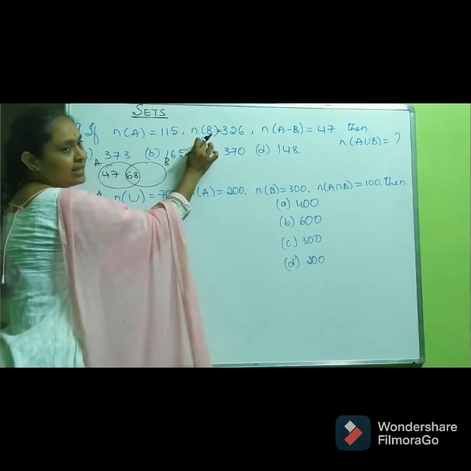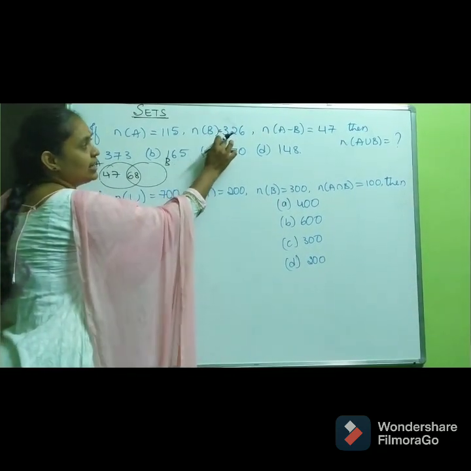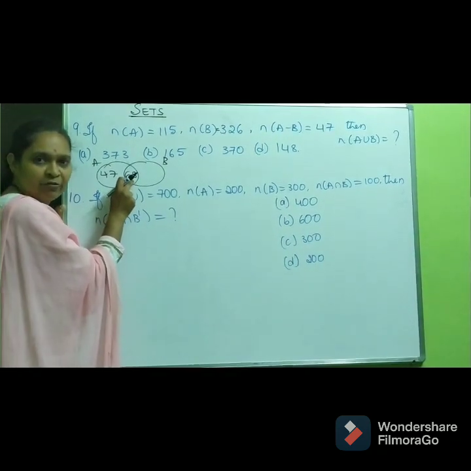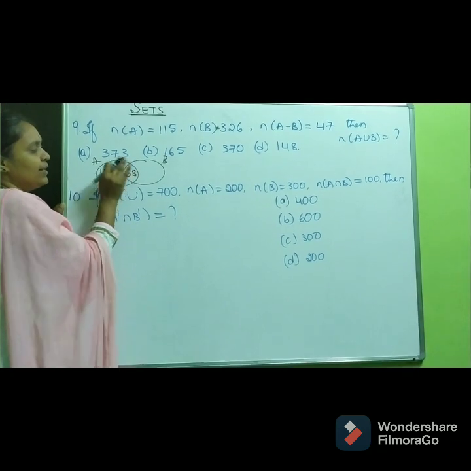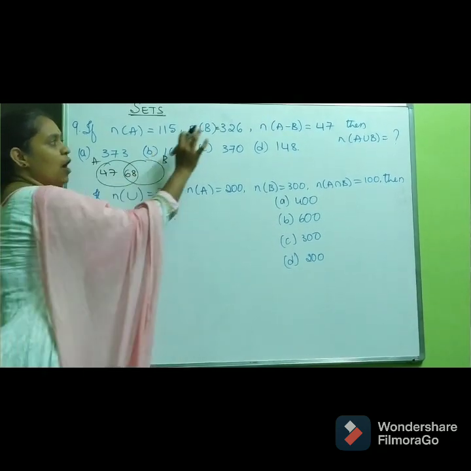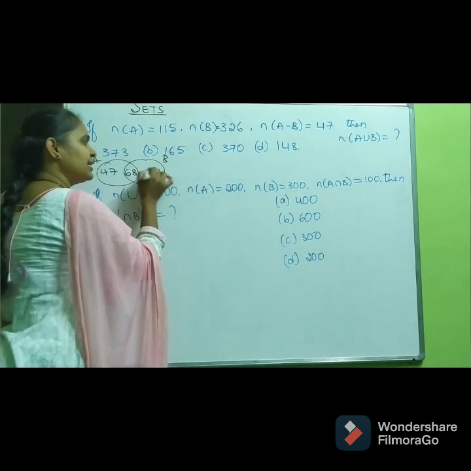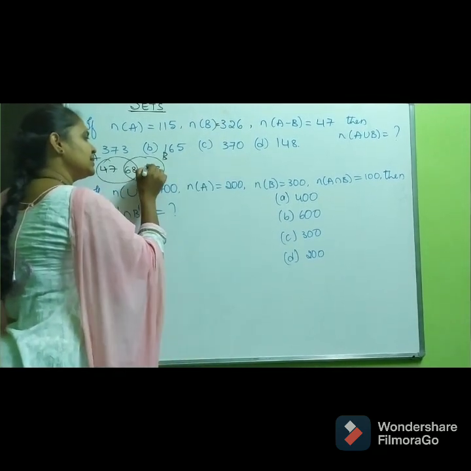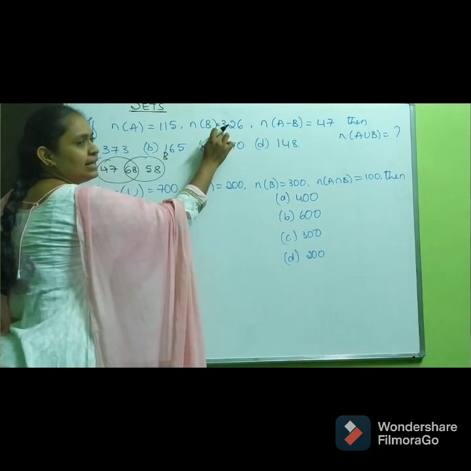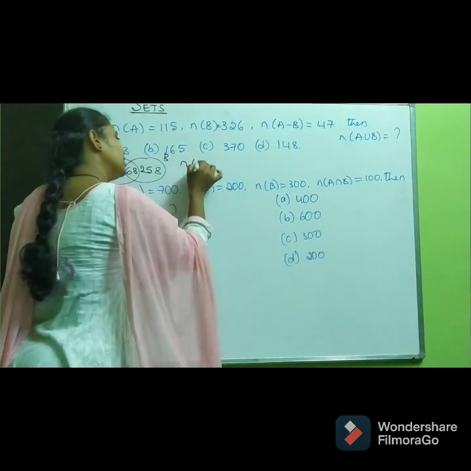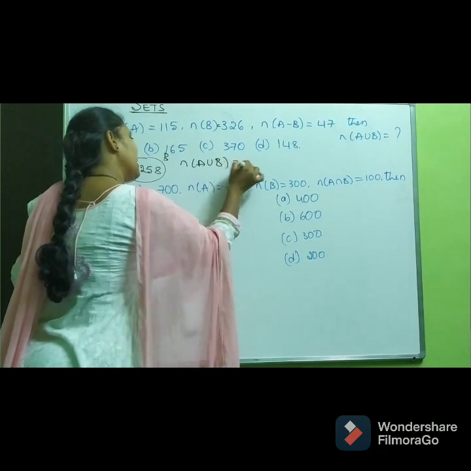Now see, n of B they have given. N of B is nothing but 326. Out of 326, 68 you have filled already. Since you have filled 68 already, out of 326 remove 68: 16 minus 8 is 8, 11 minus 6 is 5, and here it is 2. And their question is n of A union B. N of A union B means this plus this plus this.